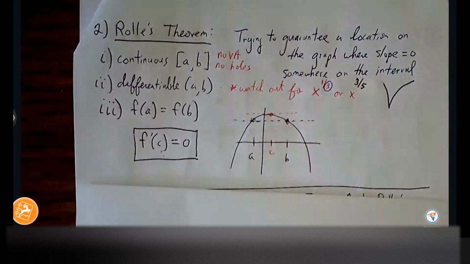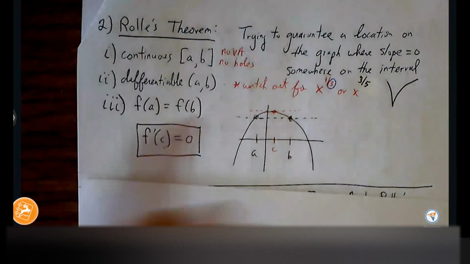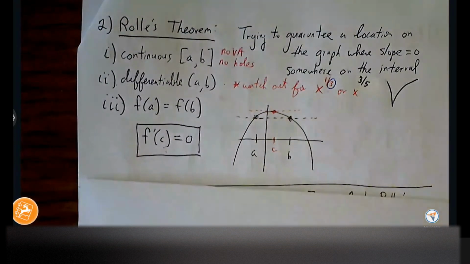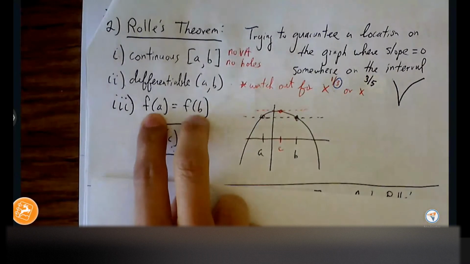Okay, but for the most part, this is not something you have to worry about. Just be aware that this is a condition to guarantee that we need a smooth curve, smooth all the way through for our graph between the endpoints. There's a third condition, and that is the endpoints have to share the same y value.